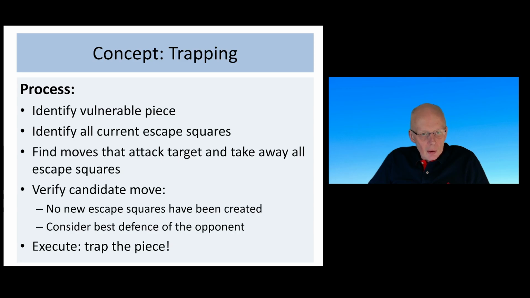Then identify all the current escape squares of the target piece. Find moves that attack the target and take away all the escape squares. And then you verify your candidate move. So sometimes by moving the attacker, you create new escape squares, and then the target can move there. So that's an important thing to check. And of course, sometimes there is a defense like a counterattack that you also have to take into consideration. And then execute, trap the piece.